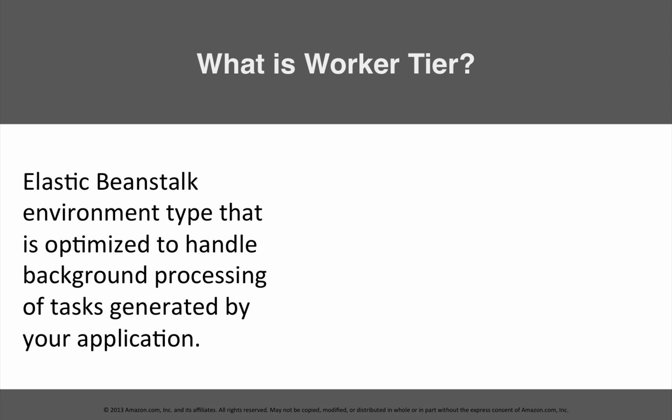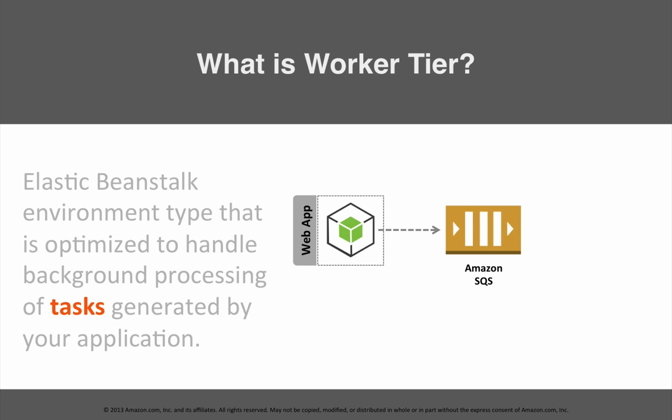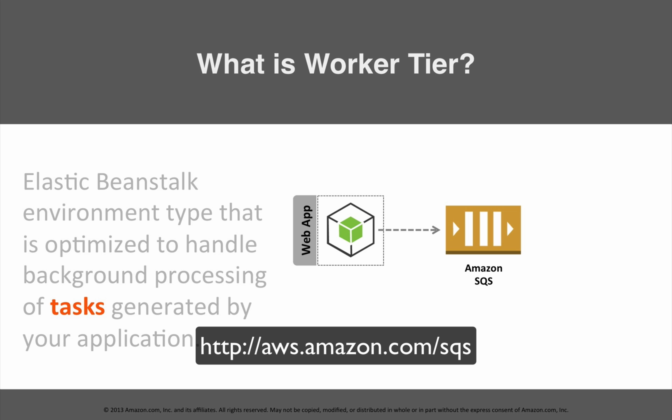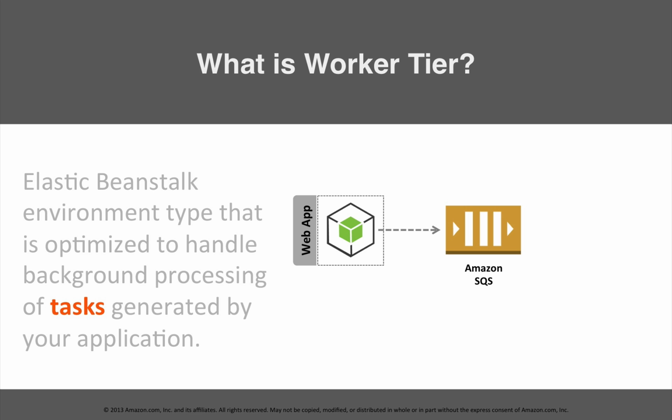Let's focus in on two key words here. First, tasks. Currently, Worker Tier supports handling tasks from an Amazon SQS queue. SQS is a fast, reliable, scalable, fully managed message queuing service. You can learn about SQS at the URL on the screen. So, if you wanted to send an email as a background task, for example, your application would put a message in an SQS queue indicating the recipient and message content.